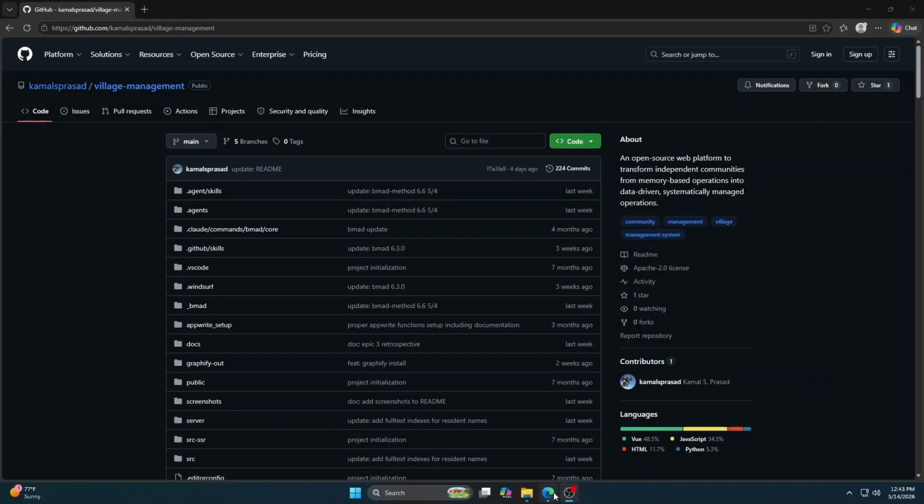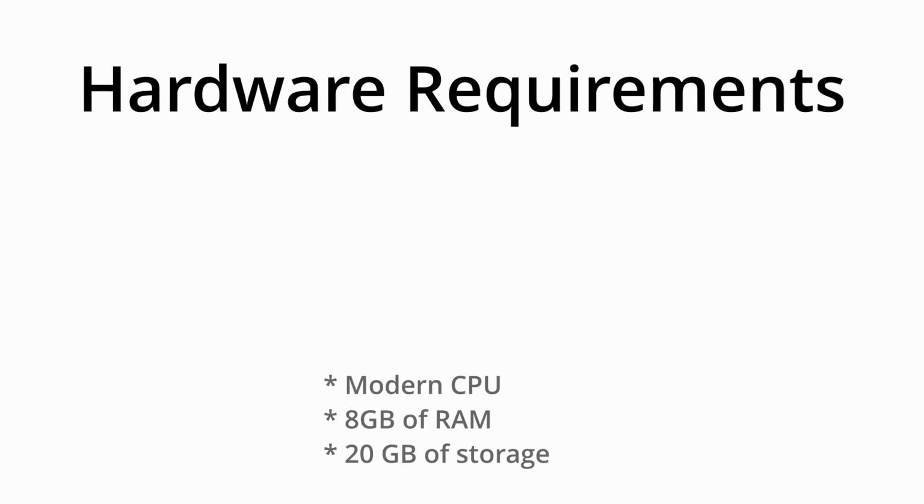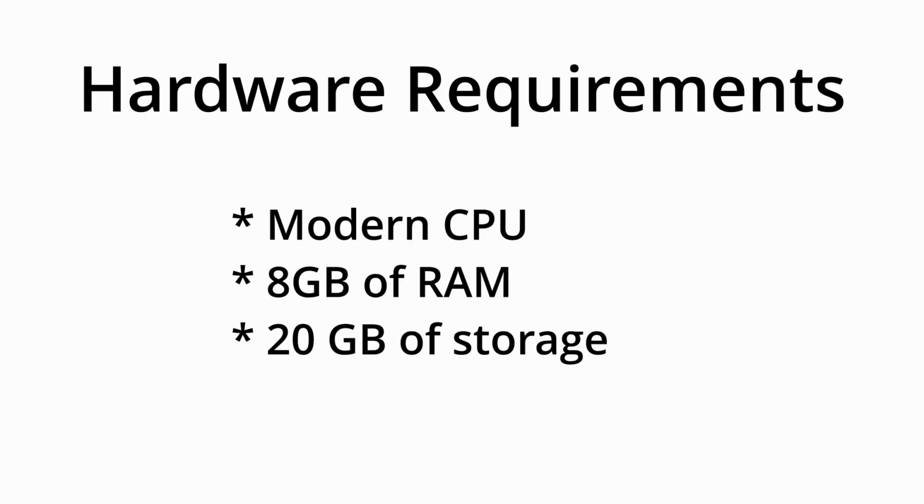This is a walkthrough video of setting up the village management system on your local machine. The system requirements for running the software are fairly modest. A modern CPU, 8 gigabytes of RAM and 20 gigabytes of storage space should be plenty to get you started.